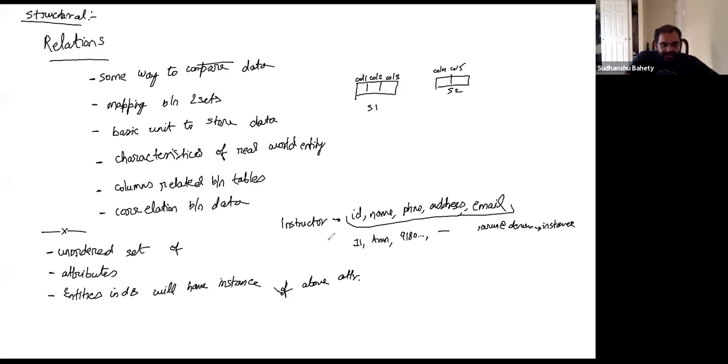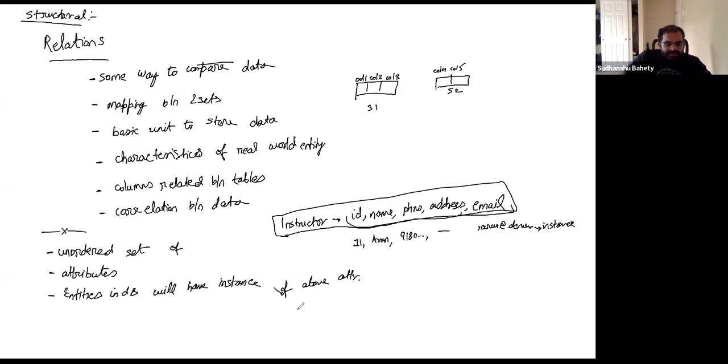A good way to think about it is, when I say that this is the definition of instructor, the natural thought process will come into your mind: okay, there is an instructor table with an ID, name, phone number, address, email, and all the entries in the instructor table will follow this pattern only. That's it. So that is how we define a relation, right? There is a relation from instructor to one set of attributes.